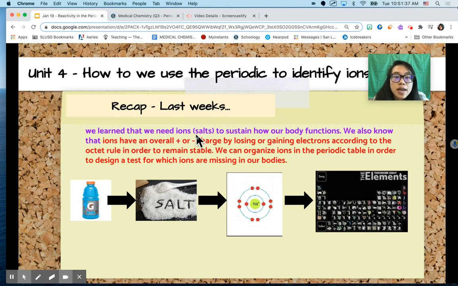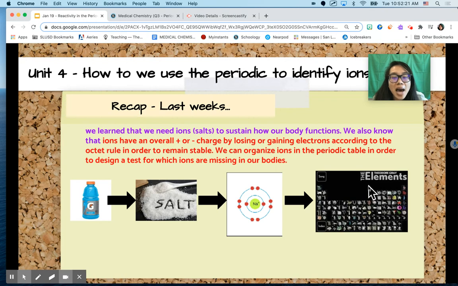Just to recap from the previous weeks, this entire unit we've been talking about the need for ions or salts and how we need them in our bodies to function. Oftentimes, if we don't have enough ions, we end up with random cramps when we're playing sports and things like that. All ions are salts or electrolytes that we consume, and they are elements that have an overall positive or negative charge, which they get by either gaining or losing electrons.